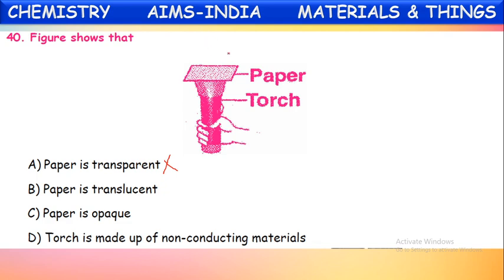Even dim light also didn't come through here, so paper is not translucent also. It is said to be opaque. Paper is opaque, that is why light did not come out through this paper given here. Okay, it is opaque paper. Paper is opaque.